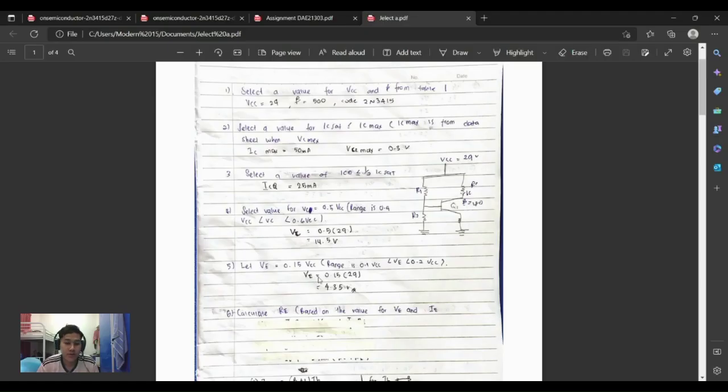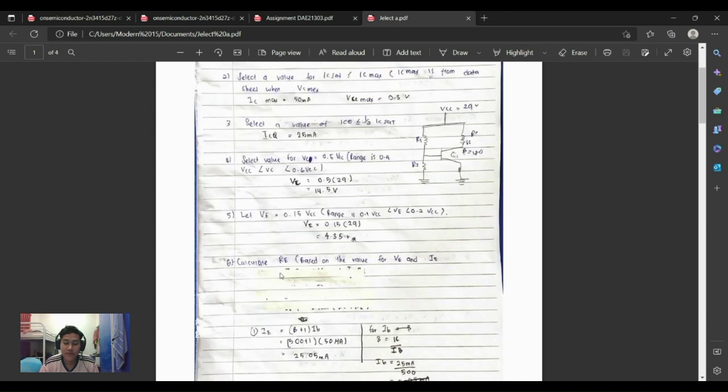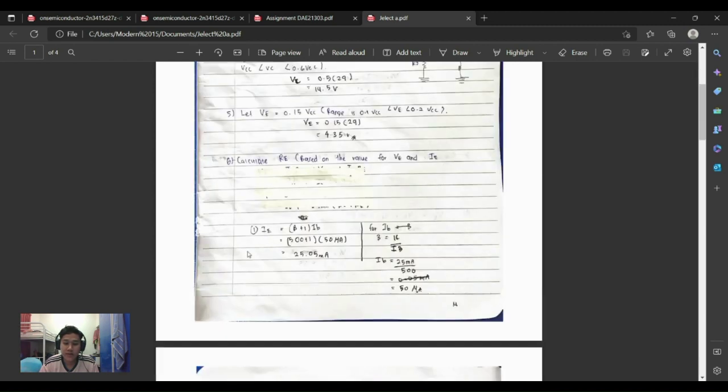For calculation number 2, first question, select a value for VCC and beta from table 1. So I'm from group 8, so the table from group 8 is VCC 29, beta 500 and code 2N3415. So the answer is VCC equal to 29, beta equal to 500, code 2N3415. The next question is select a value for IC set from the datasheet. From the datasheet 2N3415, IC max is equal to 15 milliampere, VCE max 0.3 volts.